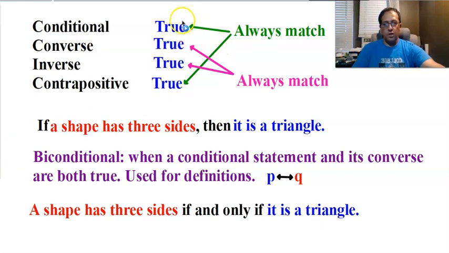If you do have it where it's true all the way through, then this is biconditional, and we say if and only if. And this is used for definitions.